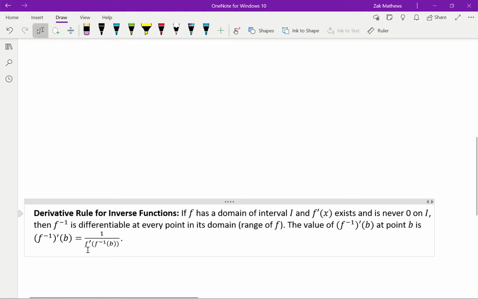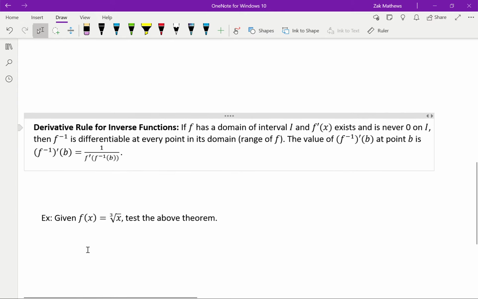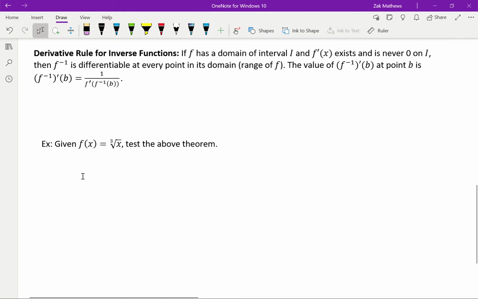Now, let's take a look at a couple of examples, and I think hopefully this will become a little bit clearer as we go through these examples. So, given f of x is equal to the cubed root of x, we want to test the above theorem.